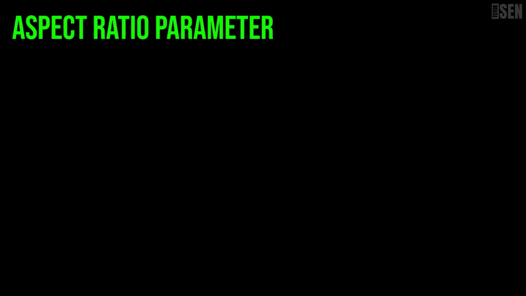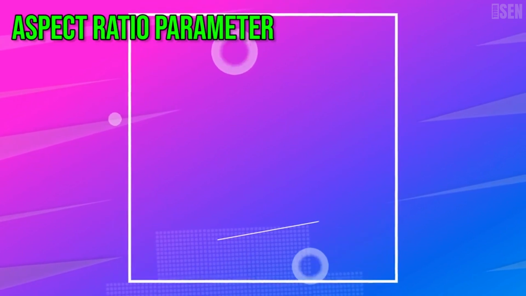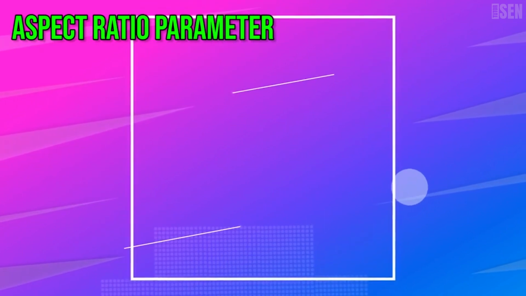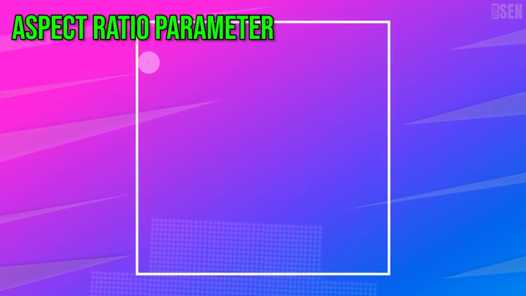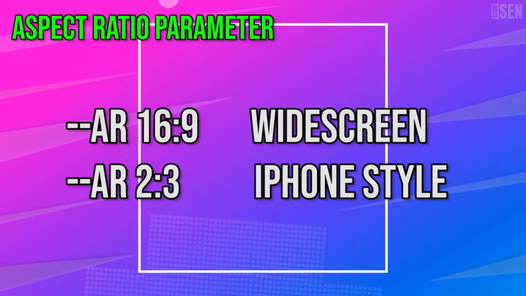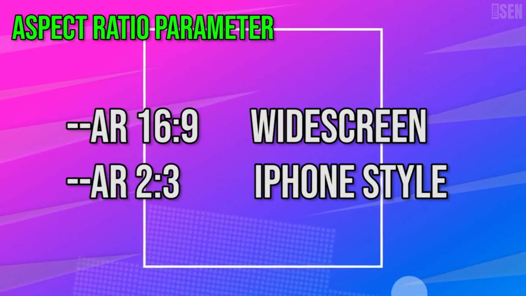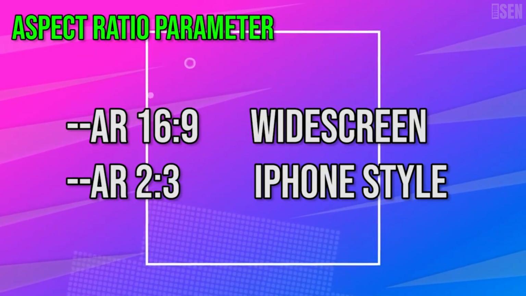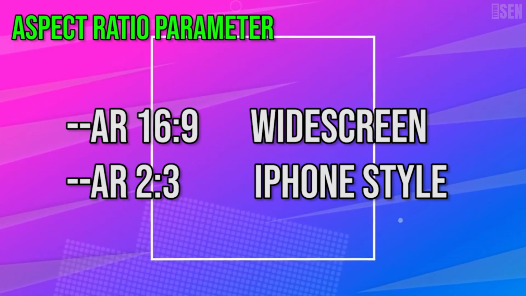The most important parameter that you're going to probably use all the time is the aspect ratio parameter, the one thing that changes the entire dimension of your image. If you leave it blank, the default image will be a square. But you can also change it: --AR space 16 by 9 will give you a widescreen image. --AR space 2 by 3 will give you an iPhone style image.